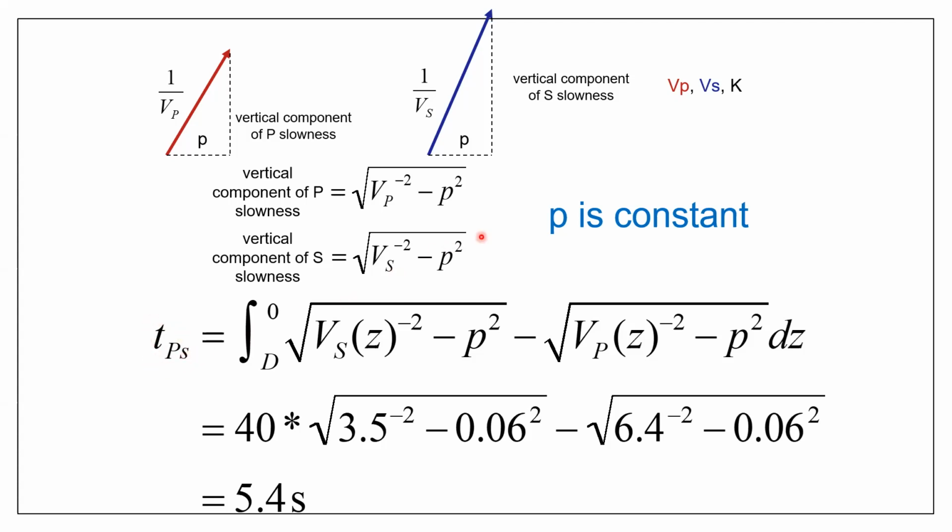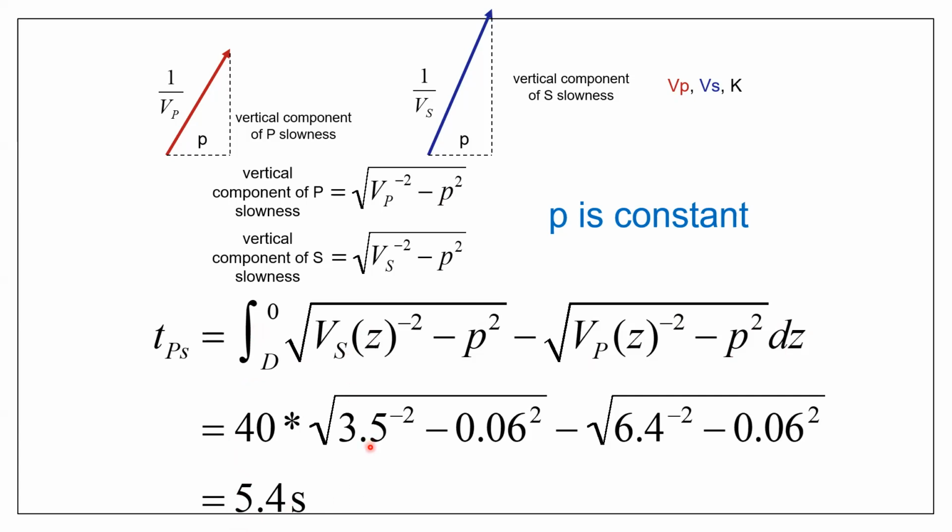Because you are calculating the travel time of the P2S converted phase with respect to the direct P phase, you will have to subtract the travel time of the P wave from the S wave. Here you have the S wave travel time, and here you have the P wave travel time, and then you subtract and multiply with the elemental thickness, and then take the integral from D to 0.